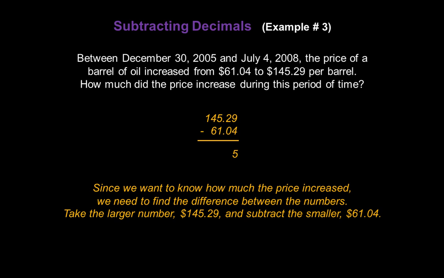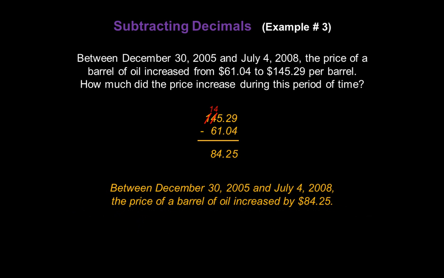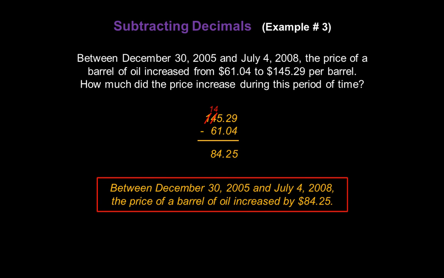Now subtract. 9 minus 4 is 5. 2 minus 0 is 2. 5 minus 1 is 4. 4 minus 6 I can't do, so I'm going to borrow that 1 and turn the 4 into a 14. 14 minus 6 is 8. We bring the decimal down into our answer. And between December 30th, 2005 and July 4th, 2008, the price of a barrel of oil increased by $84.25.